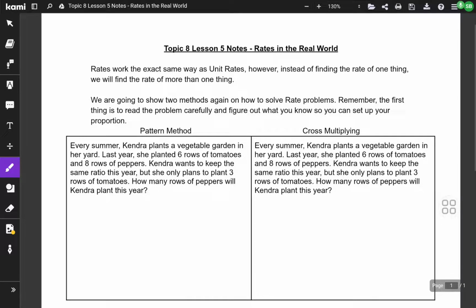Hi, welcome to topic 8, lesson 5 notes, rates in the real world. This is going to be the exact same as unit rates. Instead of finding the rate of one thing, we'll be finding the rate of more than one thing.